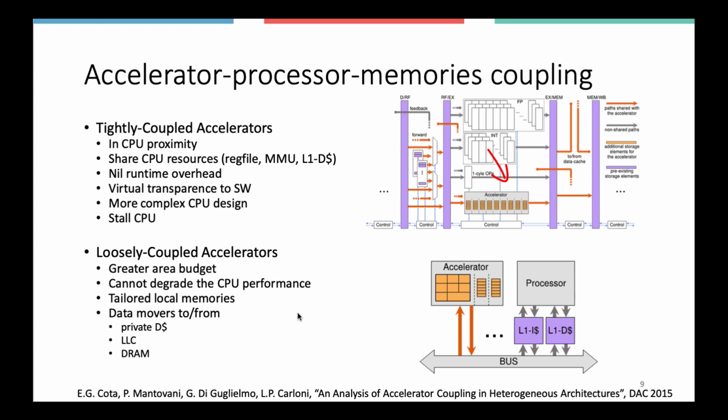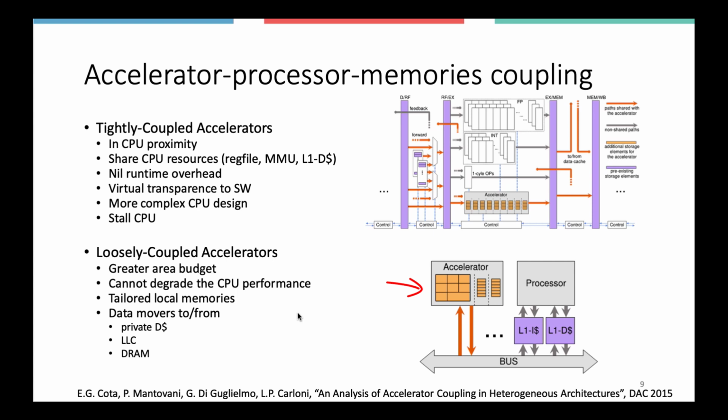These kinds of accelerators, tightly coupled accelerators, pose timing closure challenges. The logic must meet the same constraints of the CPU and may have limited portability across different designs and different CPUs. The second class of accelerator is the loosely coupled accelerator. They have a greater area budget. They cannot degrade the CPU performance.